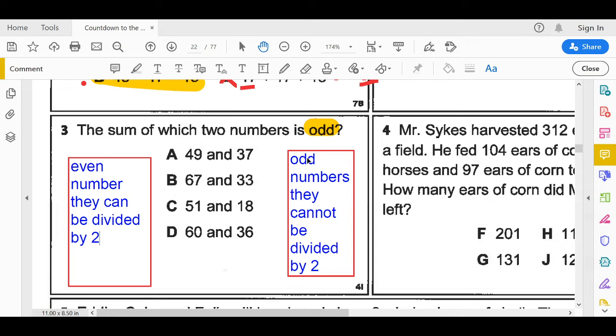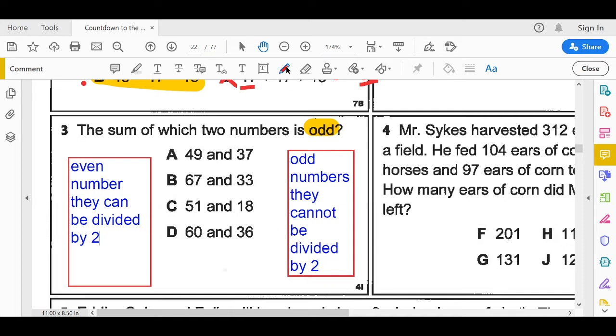For example, an odd number is number 1, because when you try to divide 1 by 2, you don't get a whole number, you get a fraction. 3 is another example. If you have 3 cookies and you are trying to divide it between 2 of your friends, then they don't get a whole number. They will get 1.5 cookies. So that is basically an odd number. They cannot be divided by 2.